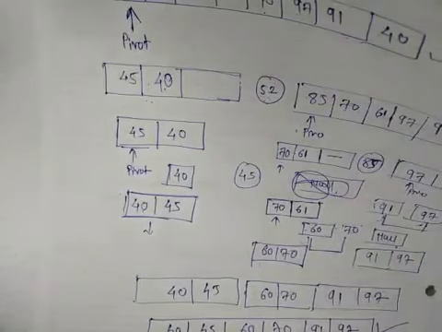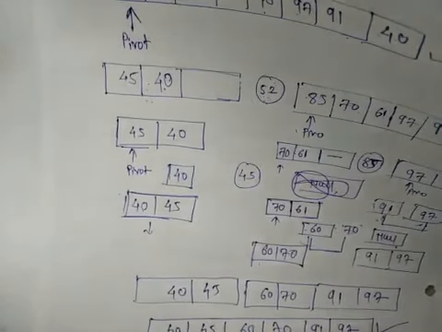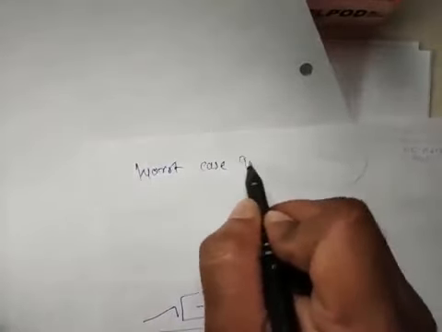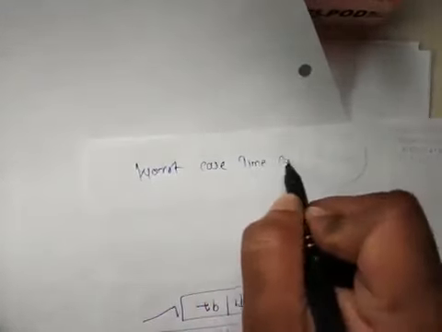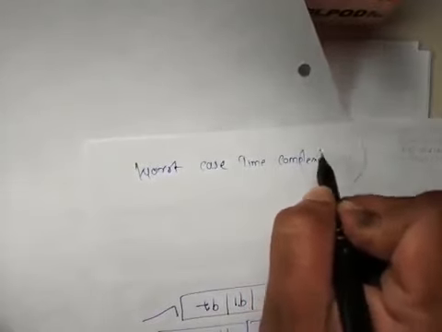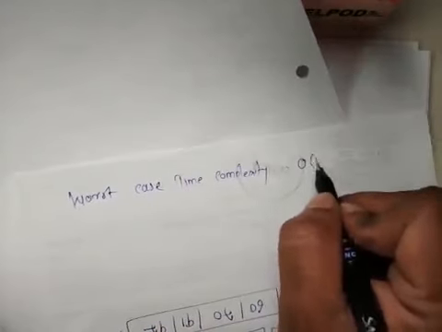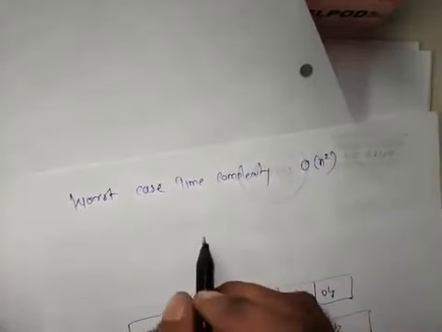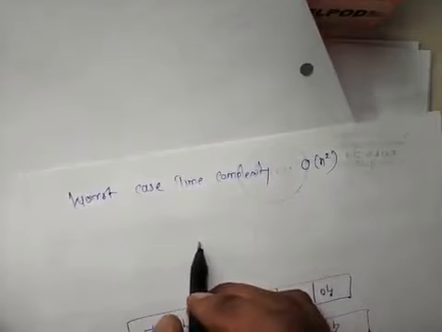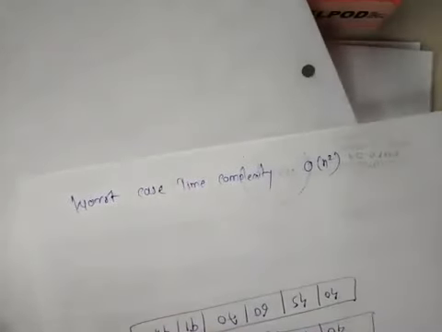Now the most important thing is the time complexity of quicksort. The time complexity of quicksort for the worst case is big O of n square. Worst case time complexity is what? Big O of n square.